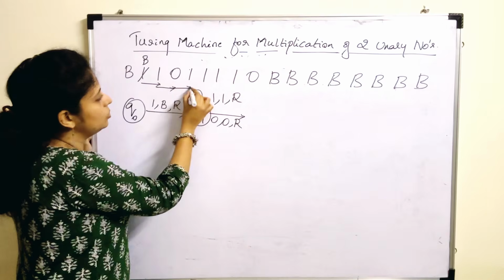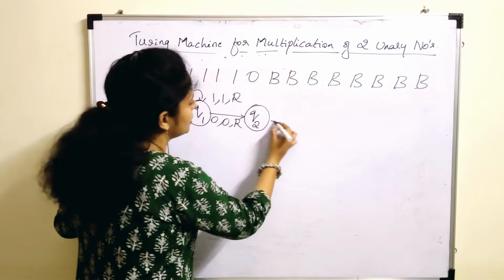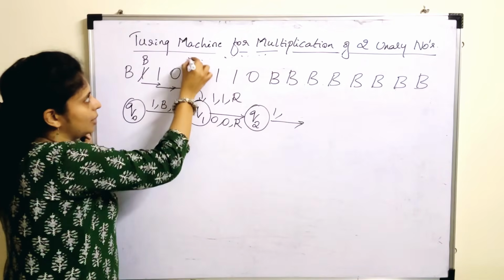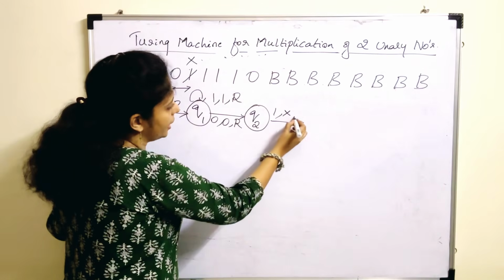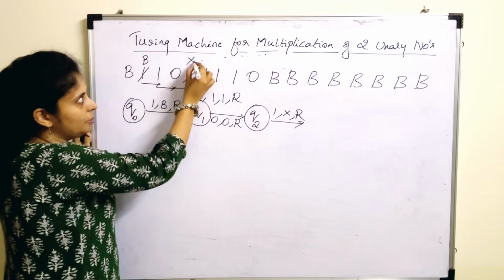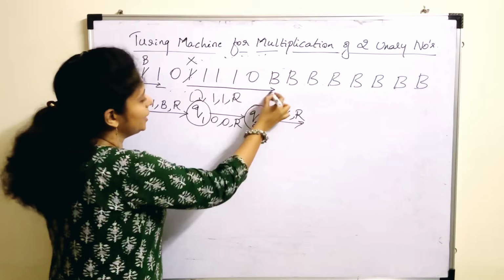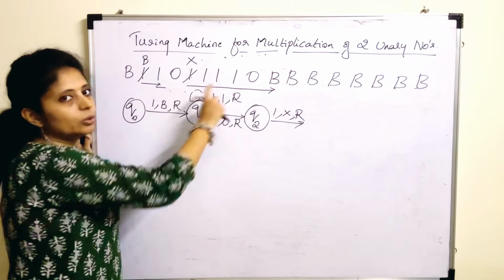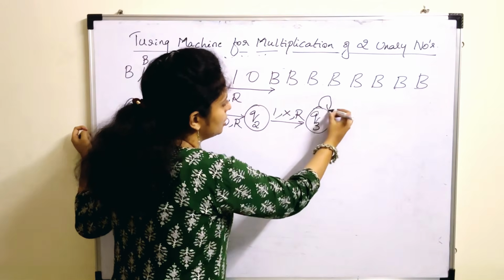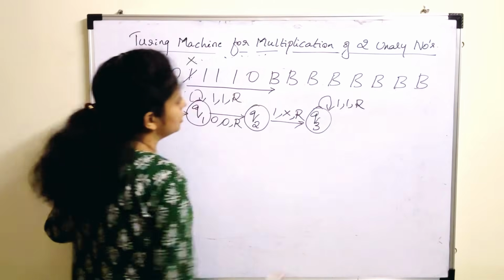Now from 0, we'll move till 1. So state is Q2. When we get this input symbol 1, this 1 should be marked with X and move towards right side. So 1 will be marked with X. From here, we'll move towards right side until we reach blank. So in between, you can have n number of ones. So take Q3, these ones remain 1 only, move towards right side.